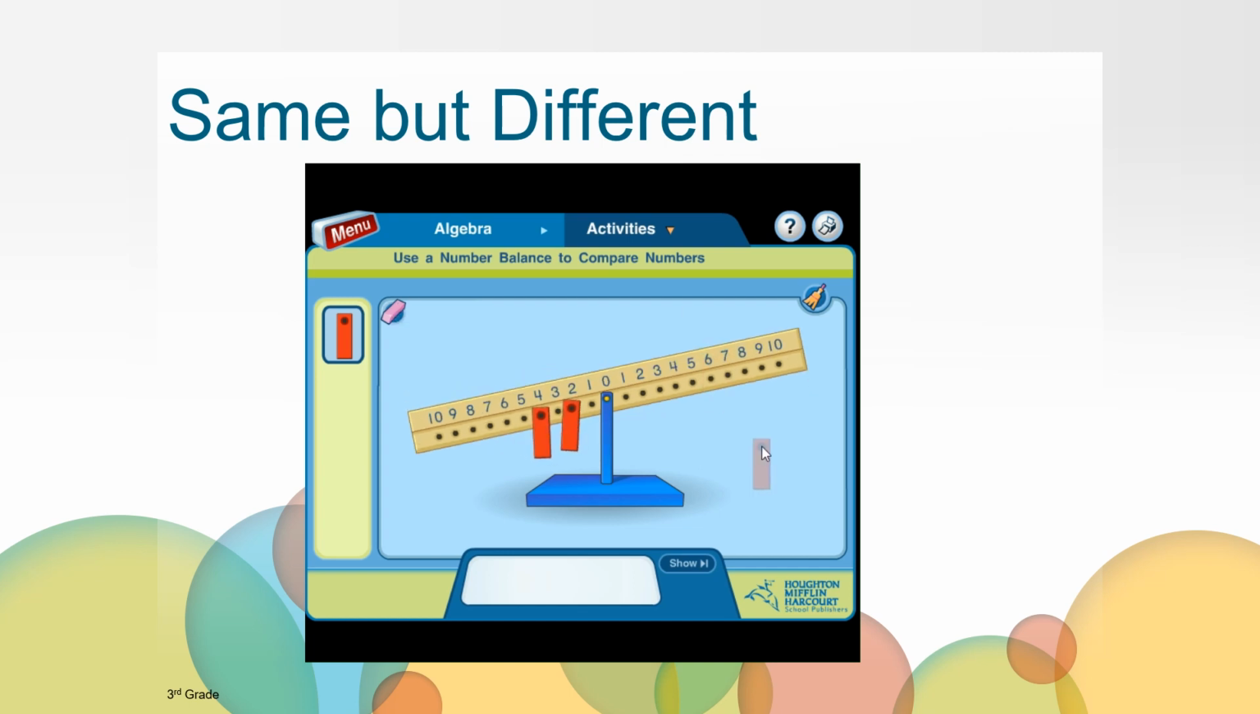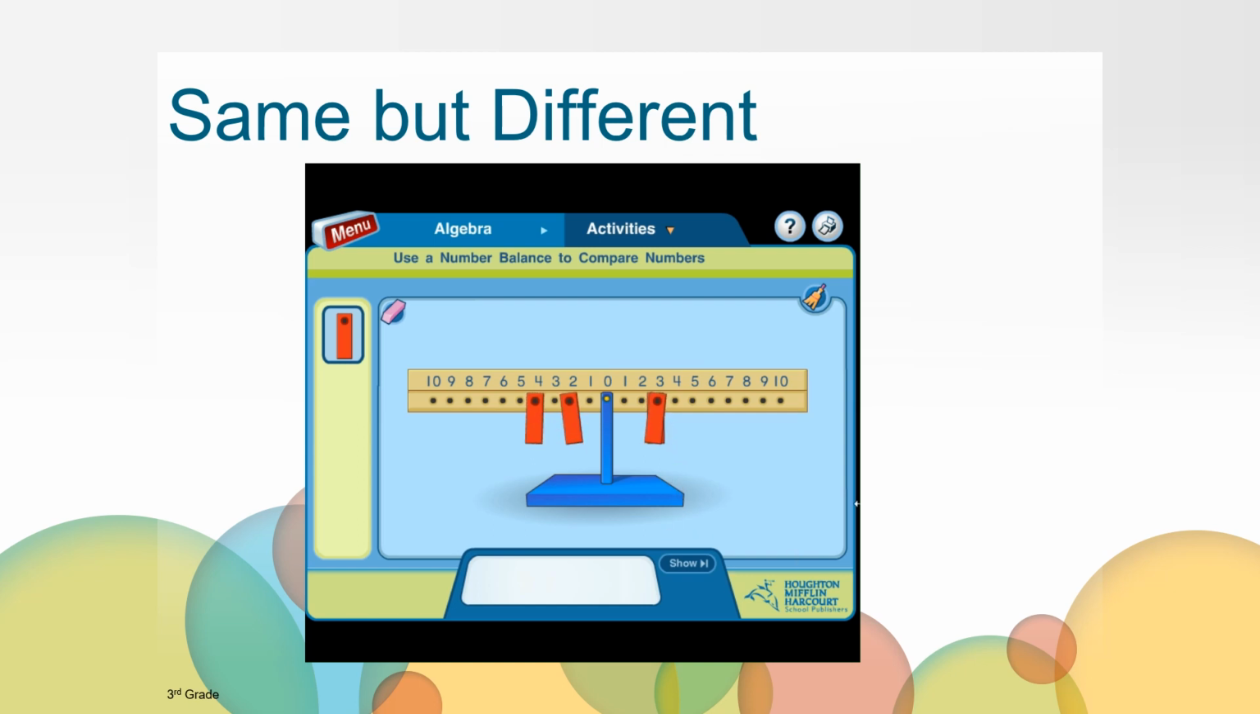Is there another way to show 2 and 4 make 6 on the right side? I could also use 3 and 3. What would my number sentence look like? 2 plus 4 equals 3 plus 3.